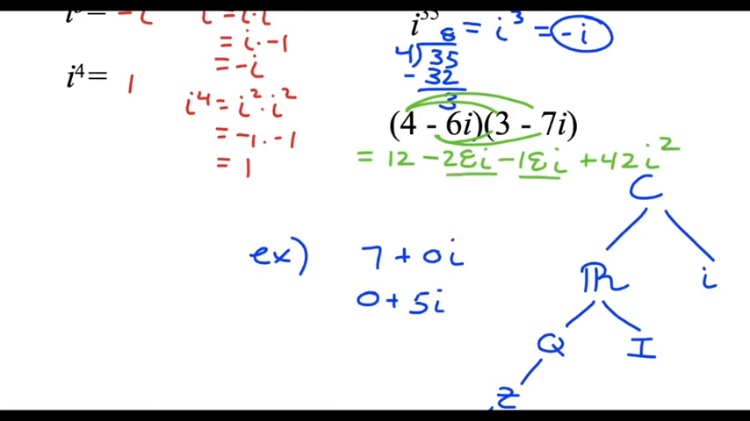And then you can do some simplifying here. First of all, those are like terms. And then notice the last term, 42i squared. What is that equal to? Negative 42, because i squared is negative 1, right? So that turns into a real number that you can combine with the 12. So 12 and negative 42 make what? Negative 30, and then these two imaginary parts make what? Negative 46i. Notice the final result is another complex number.